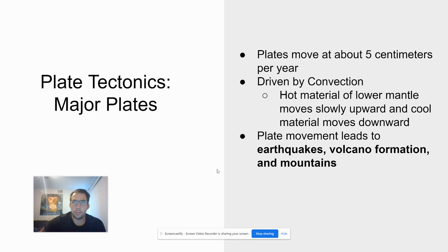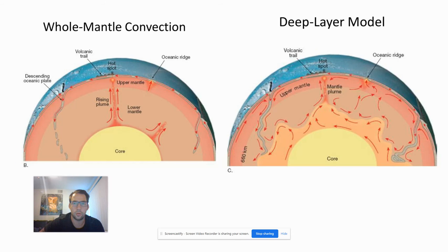Plates move about 5 centimeters per year, so this isn't a very fast process whatsoever. That's about how fast your fingernails grow, if you're interested. It's not a very fast process at all, and it's driven by convection. Again, the hot material of the lower mantle moves slowly upward, and the cool material moves downward. This plate movement is responsible for things like earthquakes, volcano formation, and mountains.